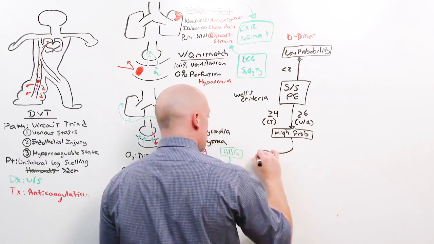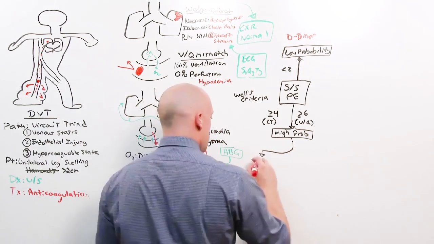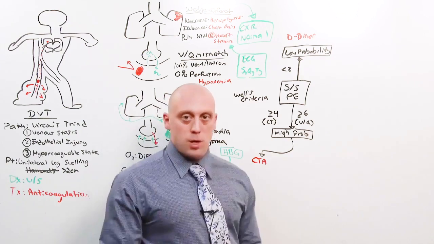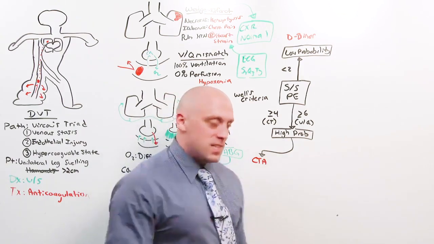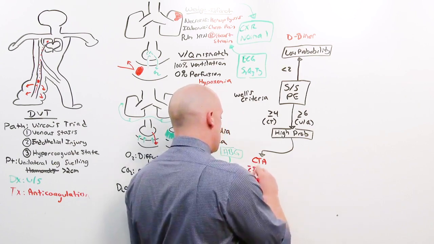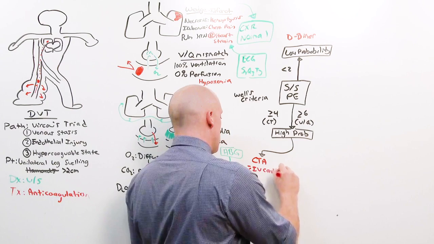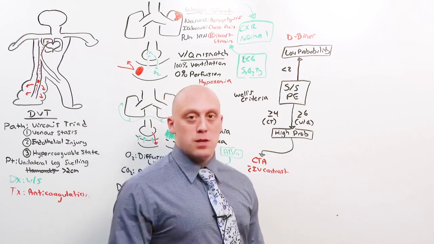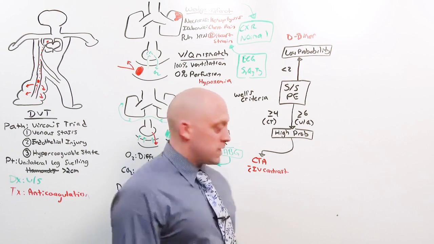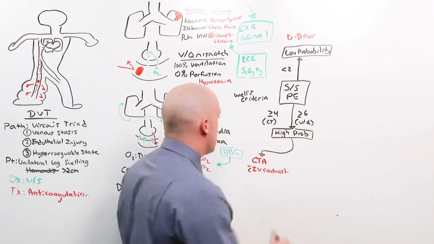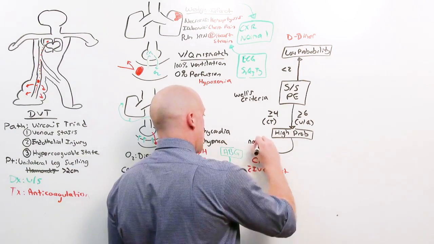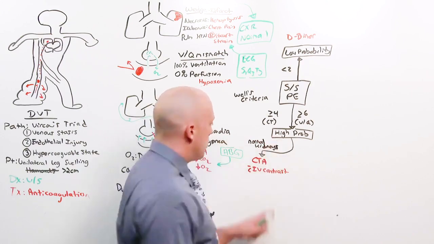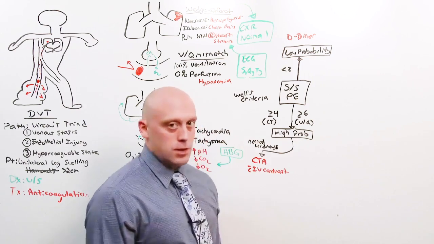The first is with the CT angiogram, also called a spiral CT, also called a CT scan with PE protocol. But it's a CT scan with IV contrast. It is the best test to do. That's what you want to get when you say, I think this person has a PE, get the scan. But because it has contrast, they must have normal kidneys. Because if their creatinine is elevated, they can't get the contrast.